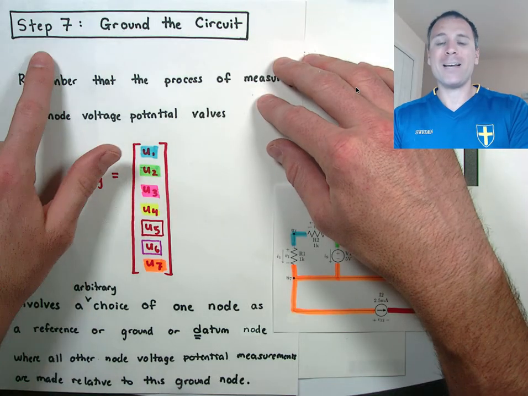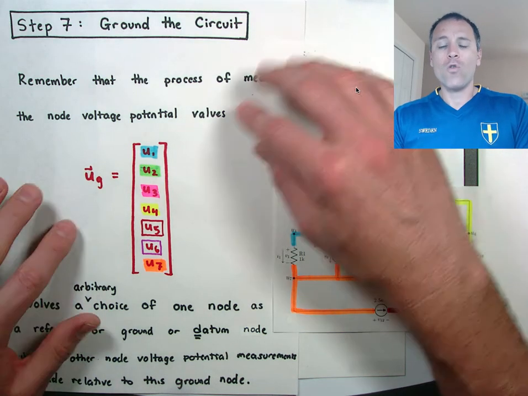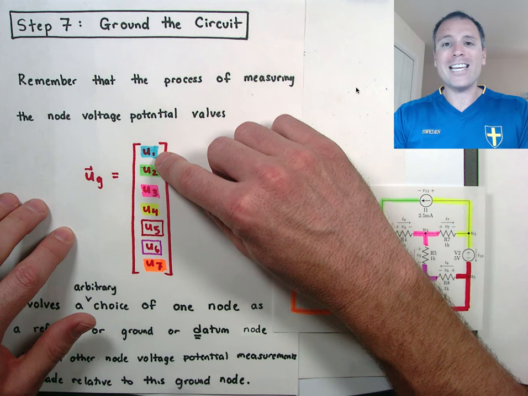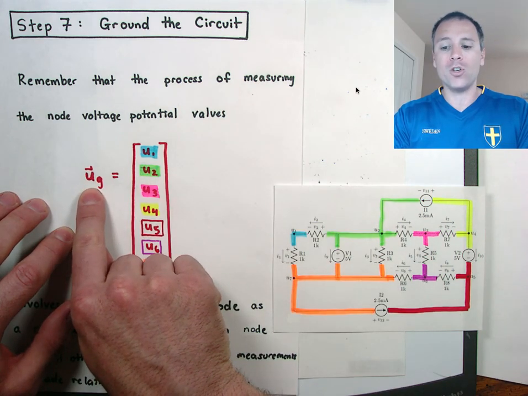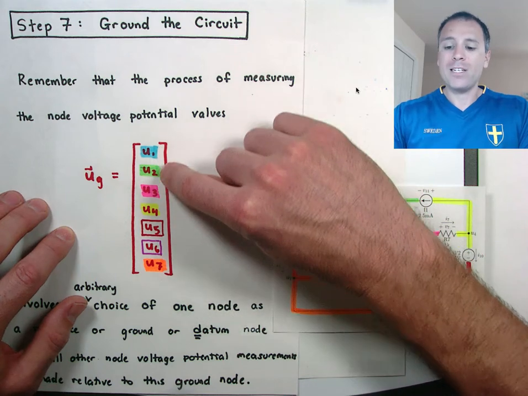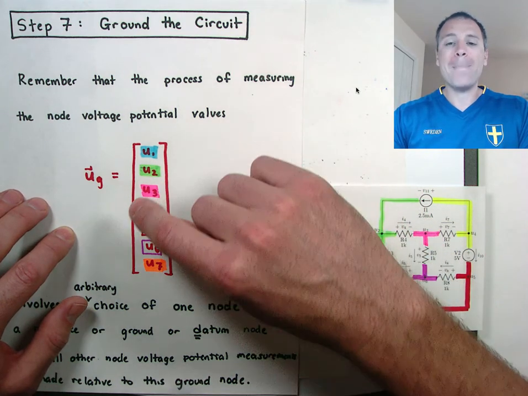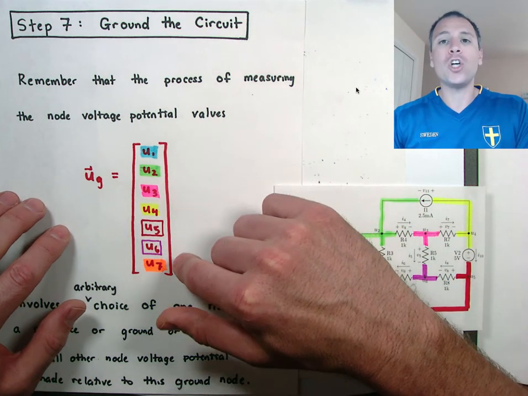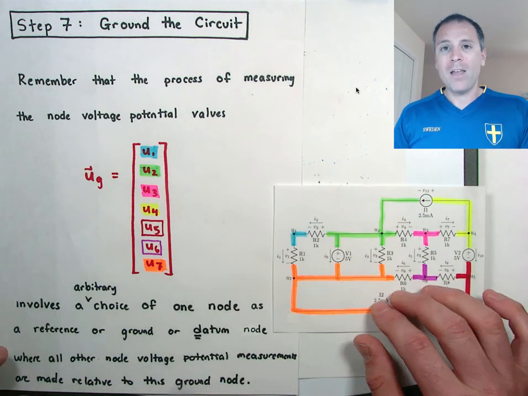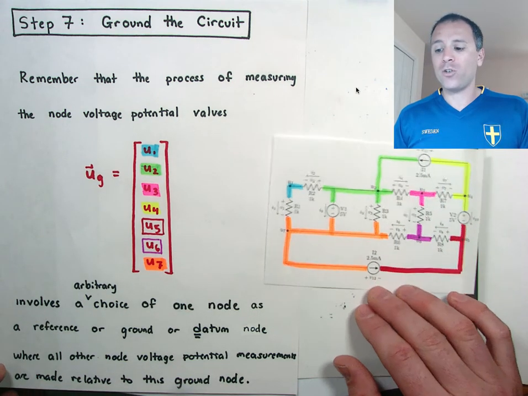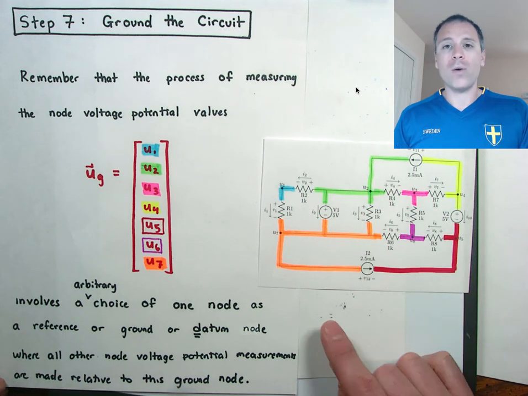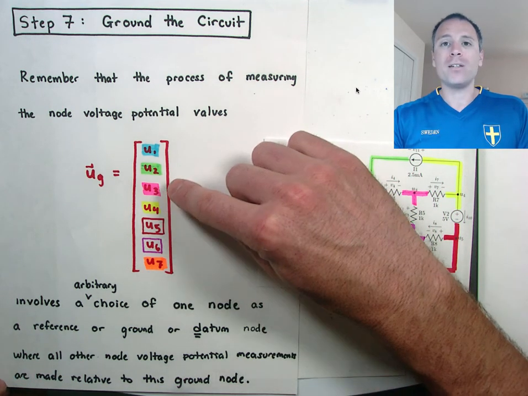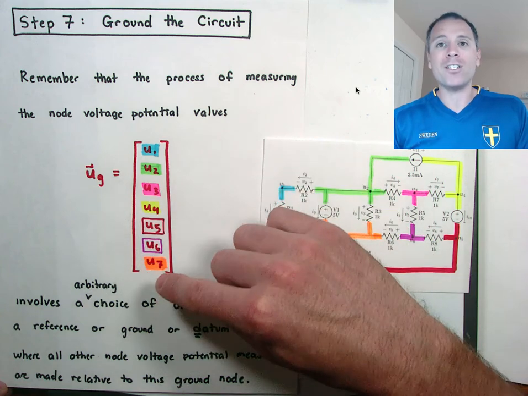Let's get right to step 7, which is to ground the circuit. Remember that when we were measuring the individual entries of our node voltage potential vector U sub G, each of these entries was measured with respect to a chosen ground node. The choice of ground node is arbitrary. We could choose any of the 7 nodes. What's important though is that every voltage measurement is made with reference to that ground.